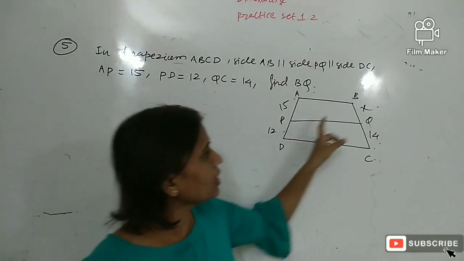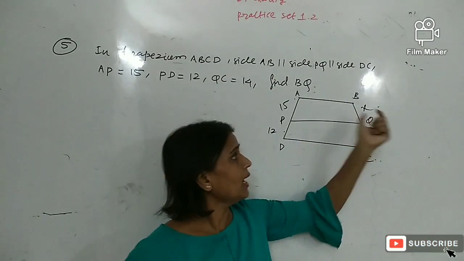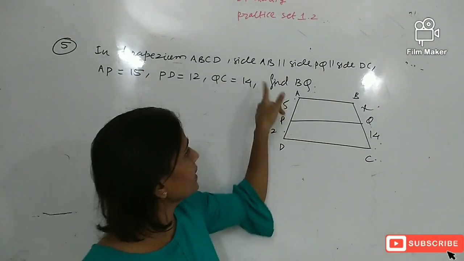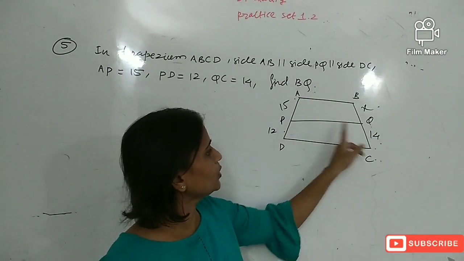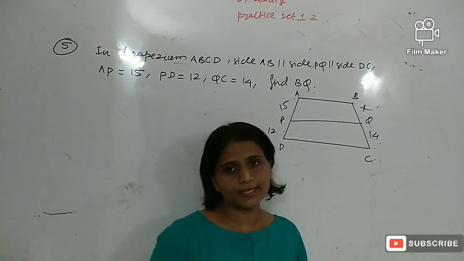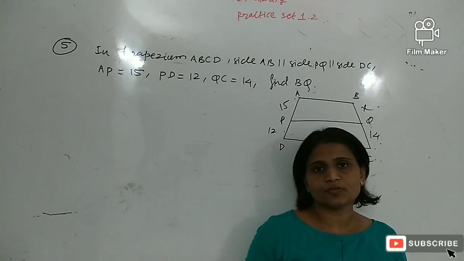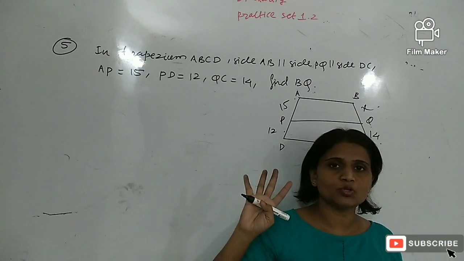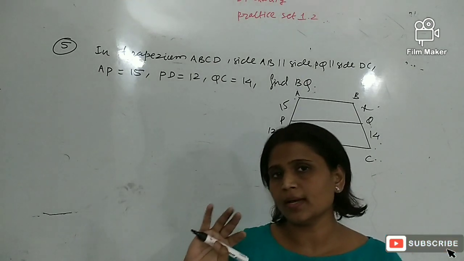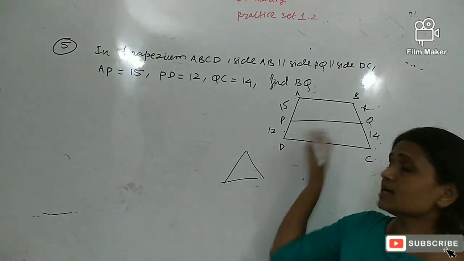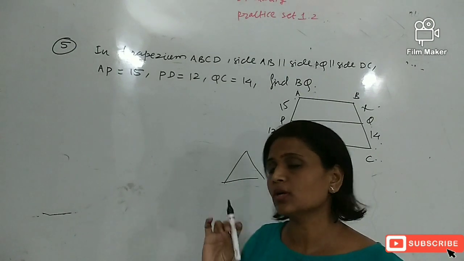So we have to find out this BQ value, and given are three parallel lines: AB is parallel to PQ, and PQ is parallel to DC. We learned three basic theorems. First theorem is BPT, basic proportionality theorem. We can apply it only on a triangle. This is not a triangle, this is a trapezium, so this theorem we cannot apply.